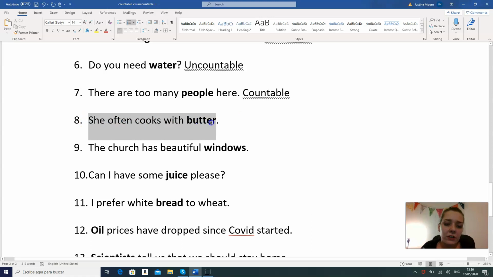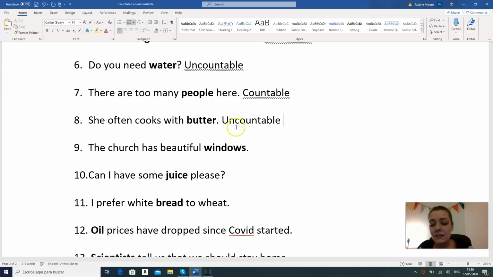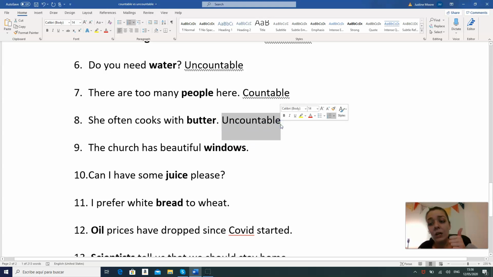She often cooks with butter. Butter. Is butter countable or uncountable? It's uncountable. One butter, two butters? No. One cup of butter, a little butter, a lot of butter. You cannot use numbers with butter. So butter is uncountable.